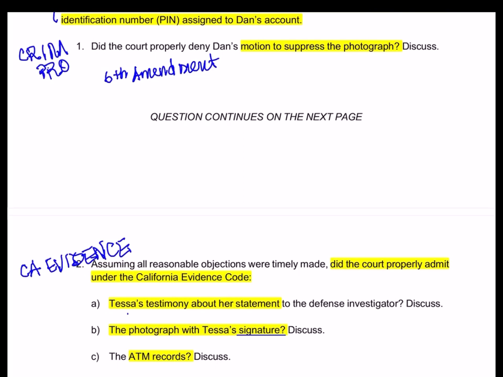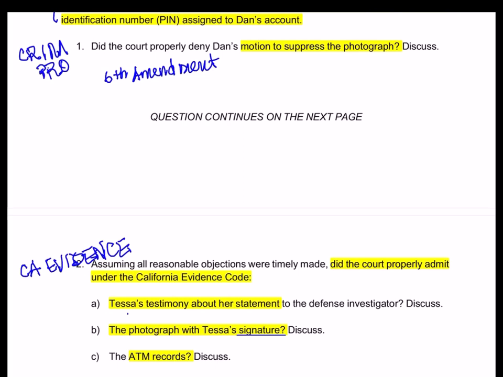And of course, I want to start with logical relevance for each of these pieces of evidence and analyze logical relevance, remembering that California requires for logical relevance that it's a disputed fact of consequence. In the A call, we have a testifying witness on the stand, and the defense wants to bring in a statement that witness made in the past that's inconsistent with what she's testifying now. So the logical relevance is to impeach the witness to show that she is not credible.